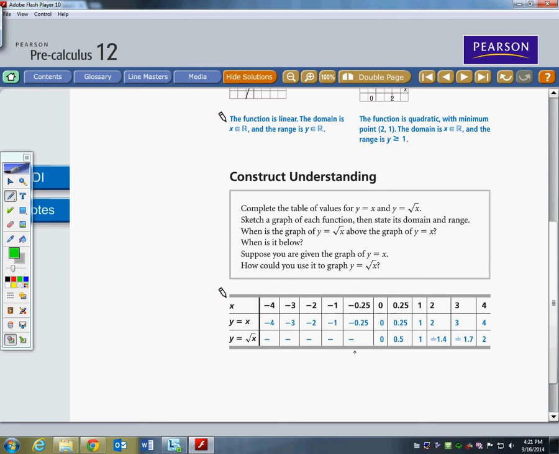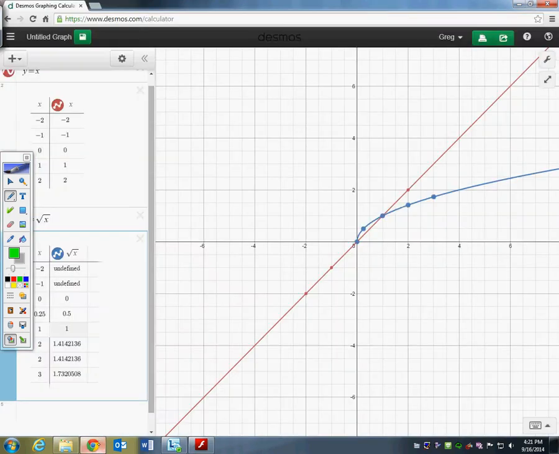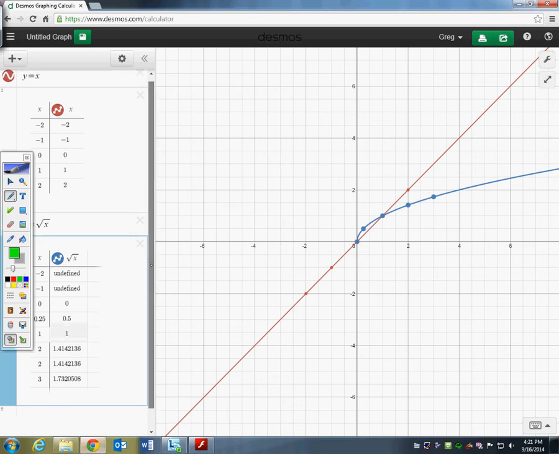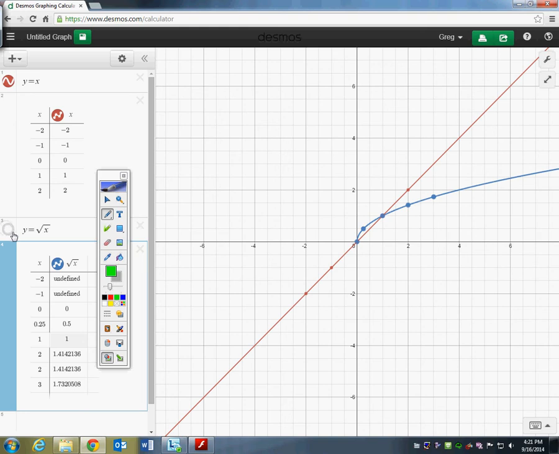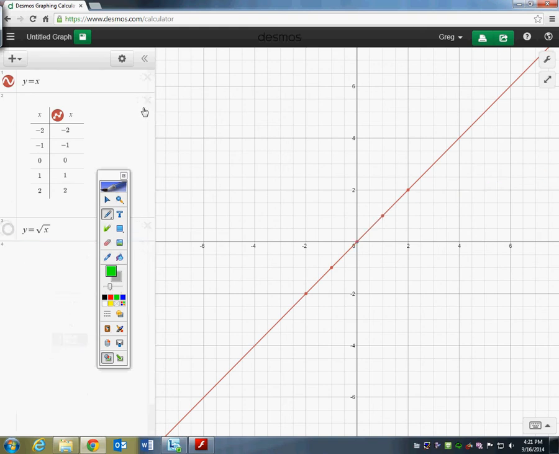So now on the next page, we're going to graph that. I'm going to go over to desmos.com and graph that. And so I've got these two. Make things a little bit neater. Here's my... how can I make things disappear? Okay, so here's my y is equal to x, and now my y equals the square root of x looks like this.